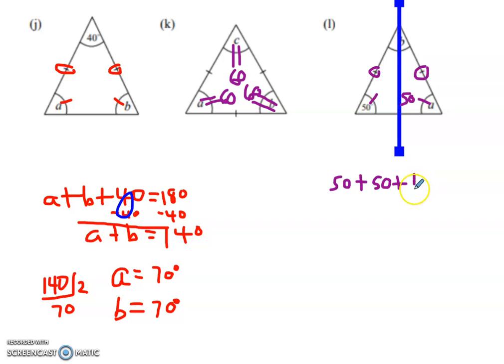And then angle B is the 3rd angle. So these 3 angles here have to add up to 180 degrees. The 2 angles that we know add up to 100. So angle B itself would have to have a measurement of 80 degrees.